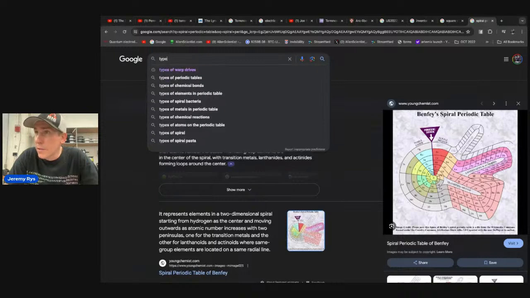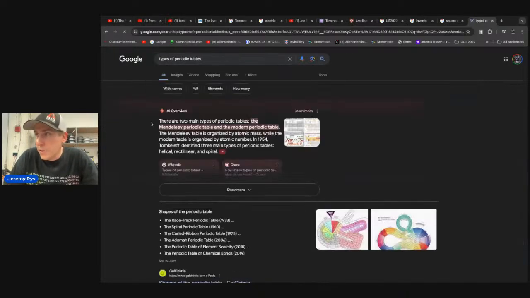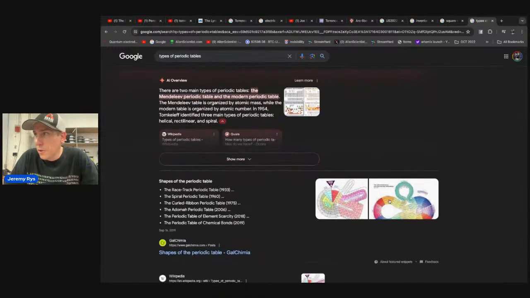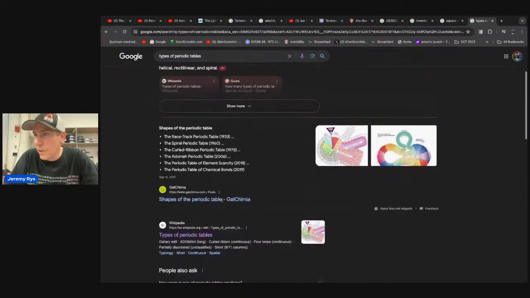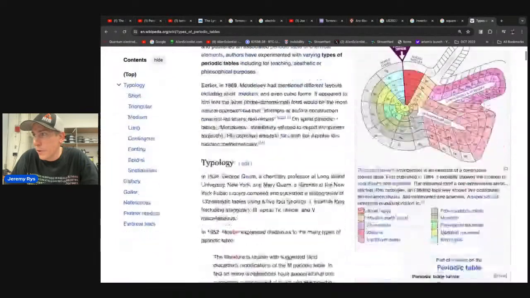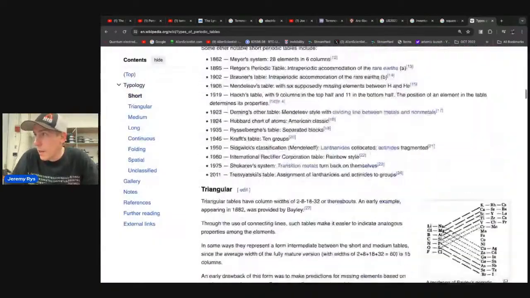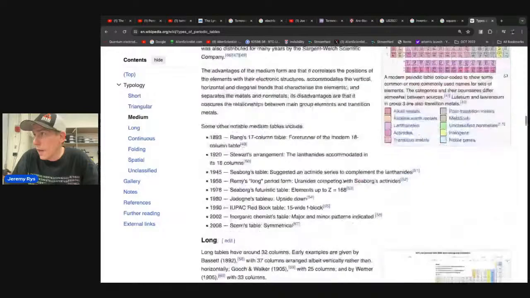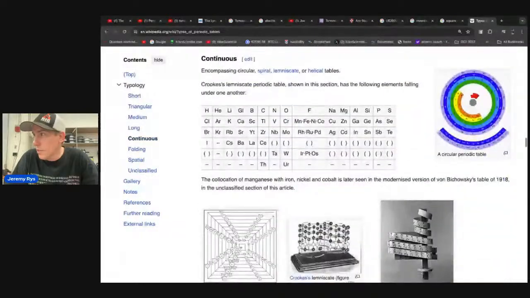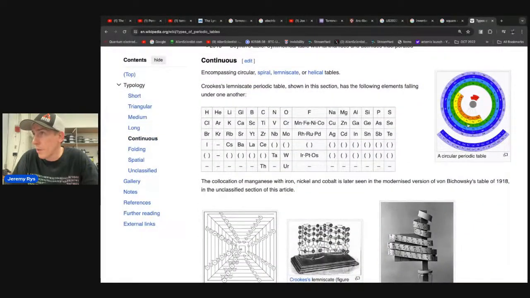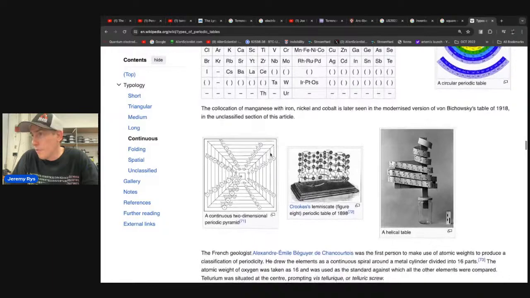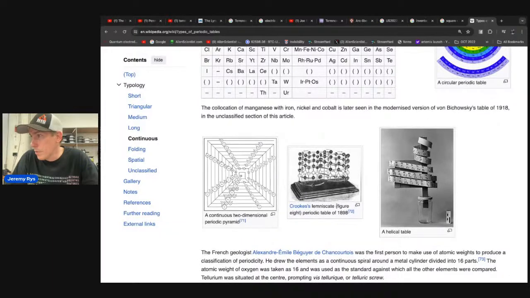Types of periodic tables. Now, it depends on what information you really want and what you're trying to look for, because there's different types of periodic tables. There's periodic tables that organize them by... I like the ones that, what is interesting, it does have circular periodic tables on here. It does have a variety of different periodic tables that they show.